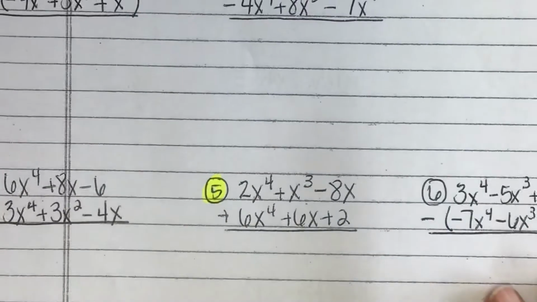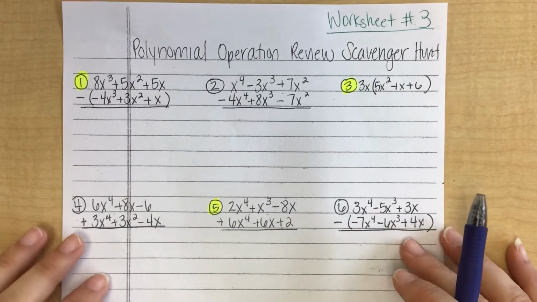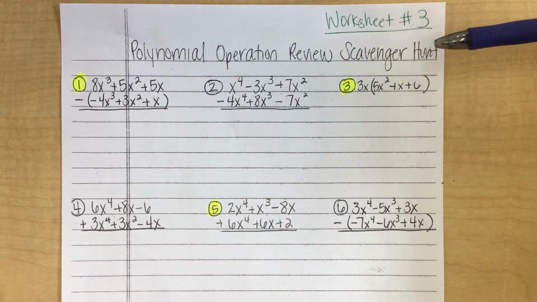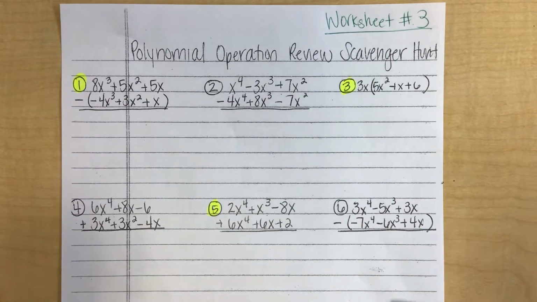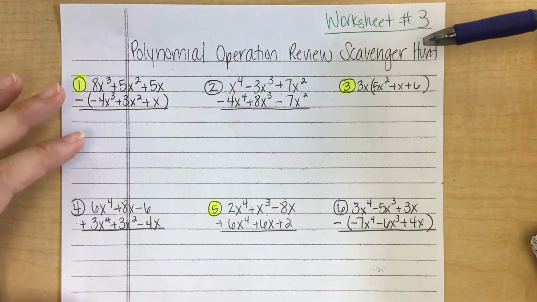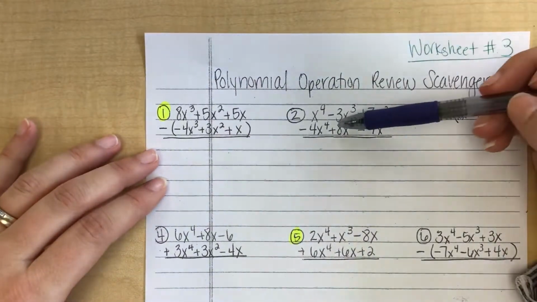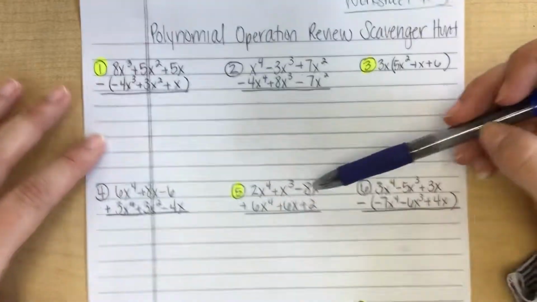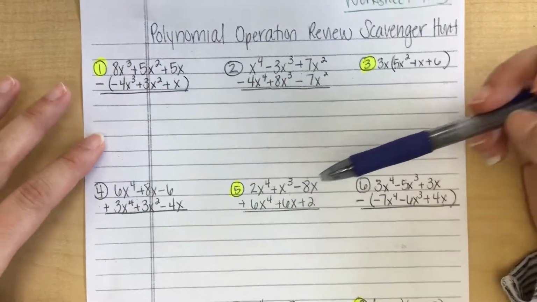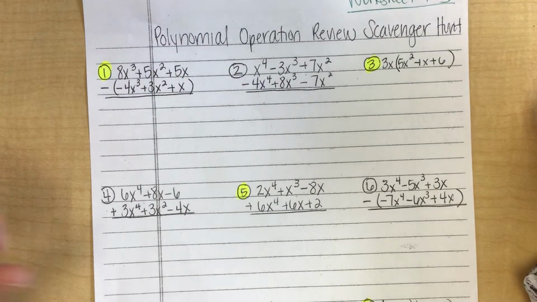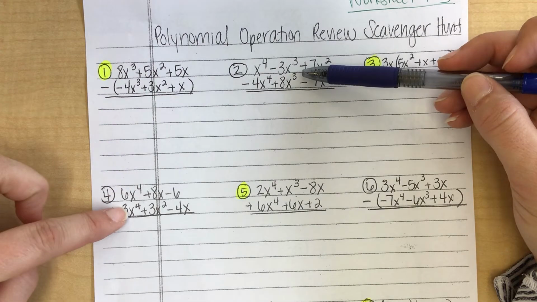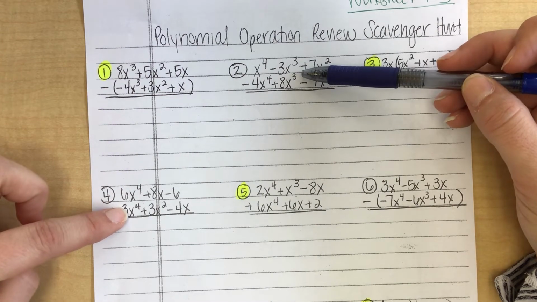All right, Sam, we're looking at worksheet number 3. So this is just review over polynomial operations, okay? So just remember that when we add or subtract, well, this one's subtract, or if we add, that we can only combine like terms, okay? I'm gonna do number 2 and number 4 as an example, just to remind you.